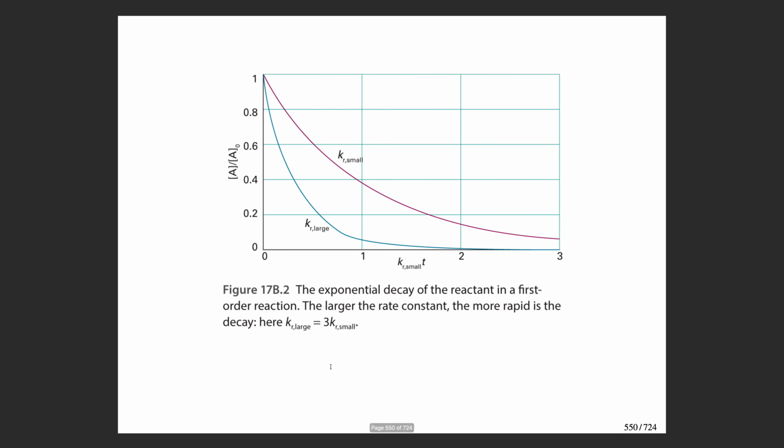Here's some graphics. Okay, so this is illustrating the effect of the rate constant. If you have a large rate constant, you're going to decay exponentially faster than you will if you have a small rate constant.